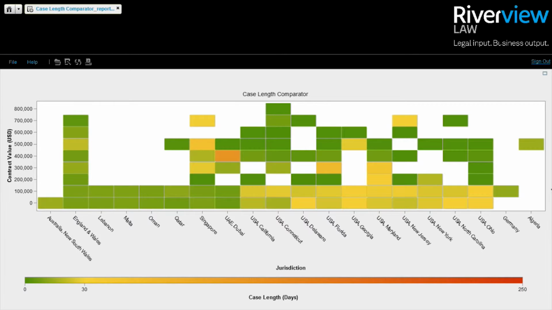Clearly, there's something happening in this yellow block. The yellow block, when you look down into the jurisdiction level, they're all USA jurisdictions. So what that tells me is that for relatively low contract value, that's clearly taking significantly longer in the US jurisdictions to complete these matters than it is in UAE, Singapore, or anywhere else listed there.